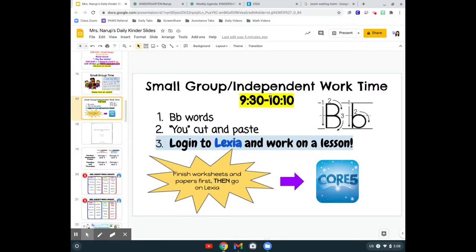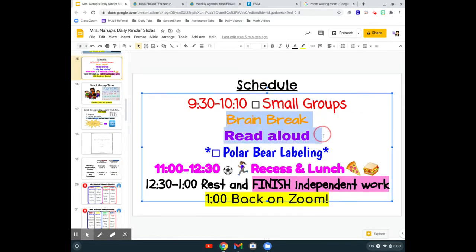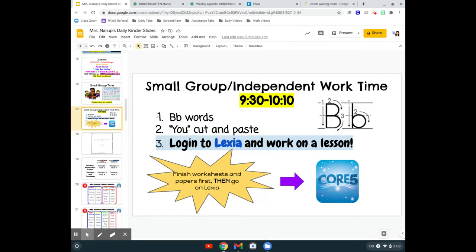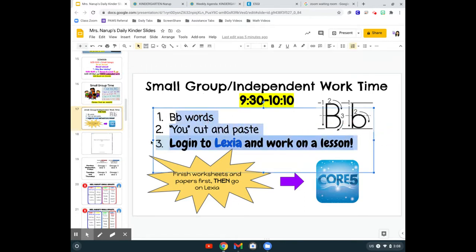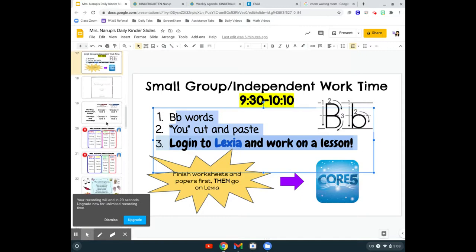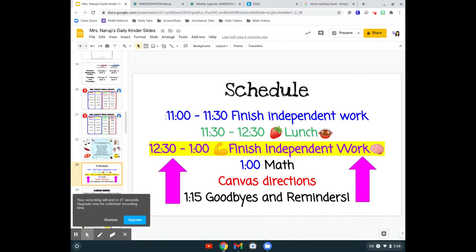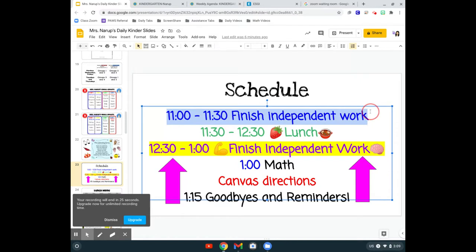That's when I'll close it out at 10:10 and bring everyone back into class to continue our day, brain break, read aloud, so forth, onto lunch. Okay, so if the kids are back from small group time and they don't finish their work, let's say these are not done, that's why we have an extra long lunch for them to finish up on their work. Lunch starts at 11. We're hoping that this half hour is being used for finishing up work at lunchtime.